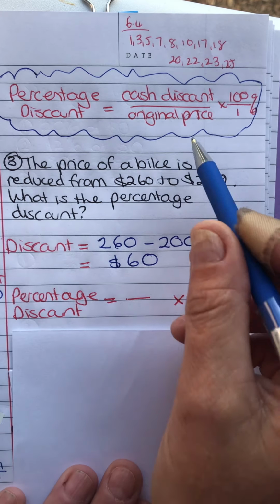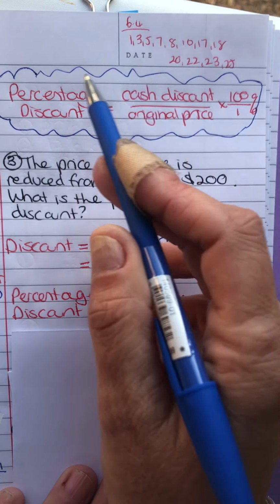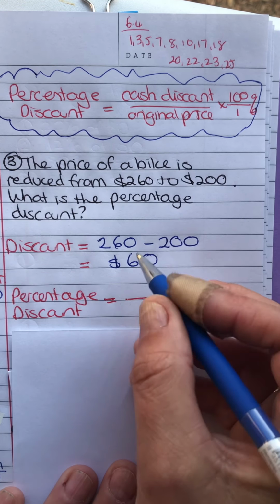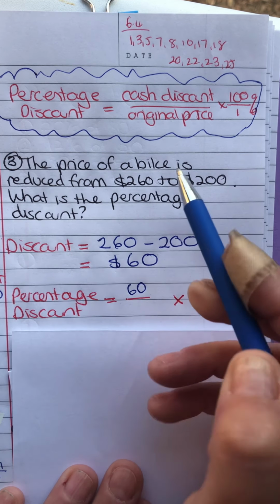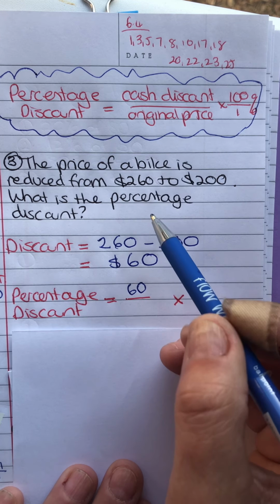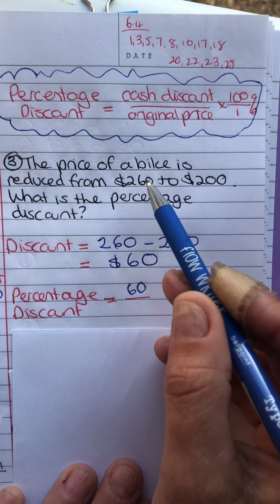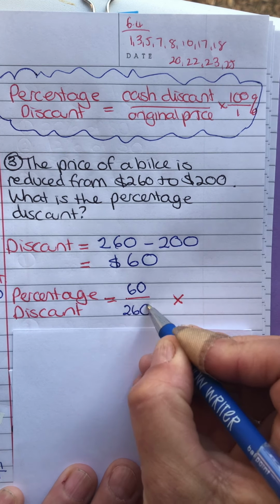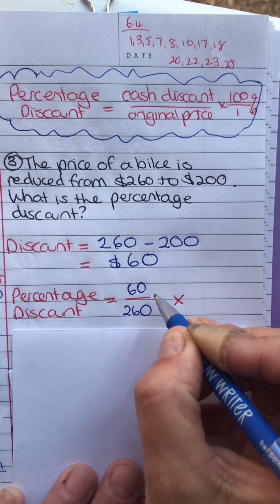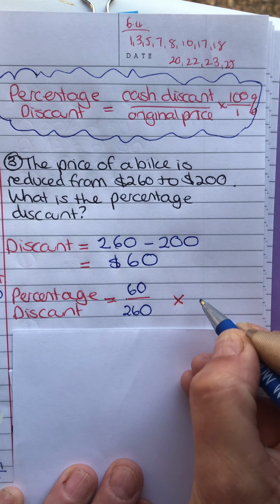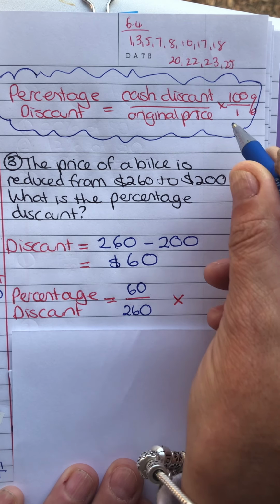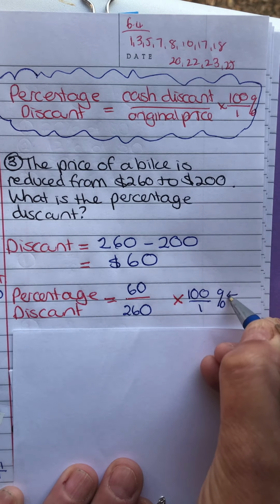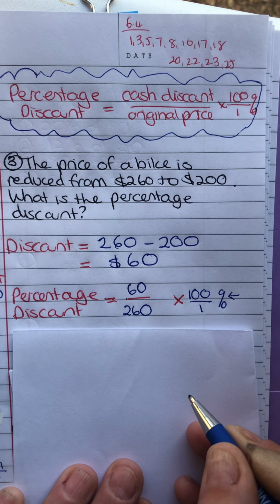We're going to now use this formula. Don't be frightened of this formula. Let's just do it step by step. Cash discount. That's what you just worked out, $60. You divide that by the original price. So that's not $200. What was the bike worth? The bike was worth $260. So it's the discount over original price, and you're going to multiply that, as the formula says up here, by 100%, because remember, you're trying to find a percentage this time.